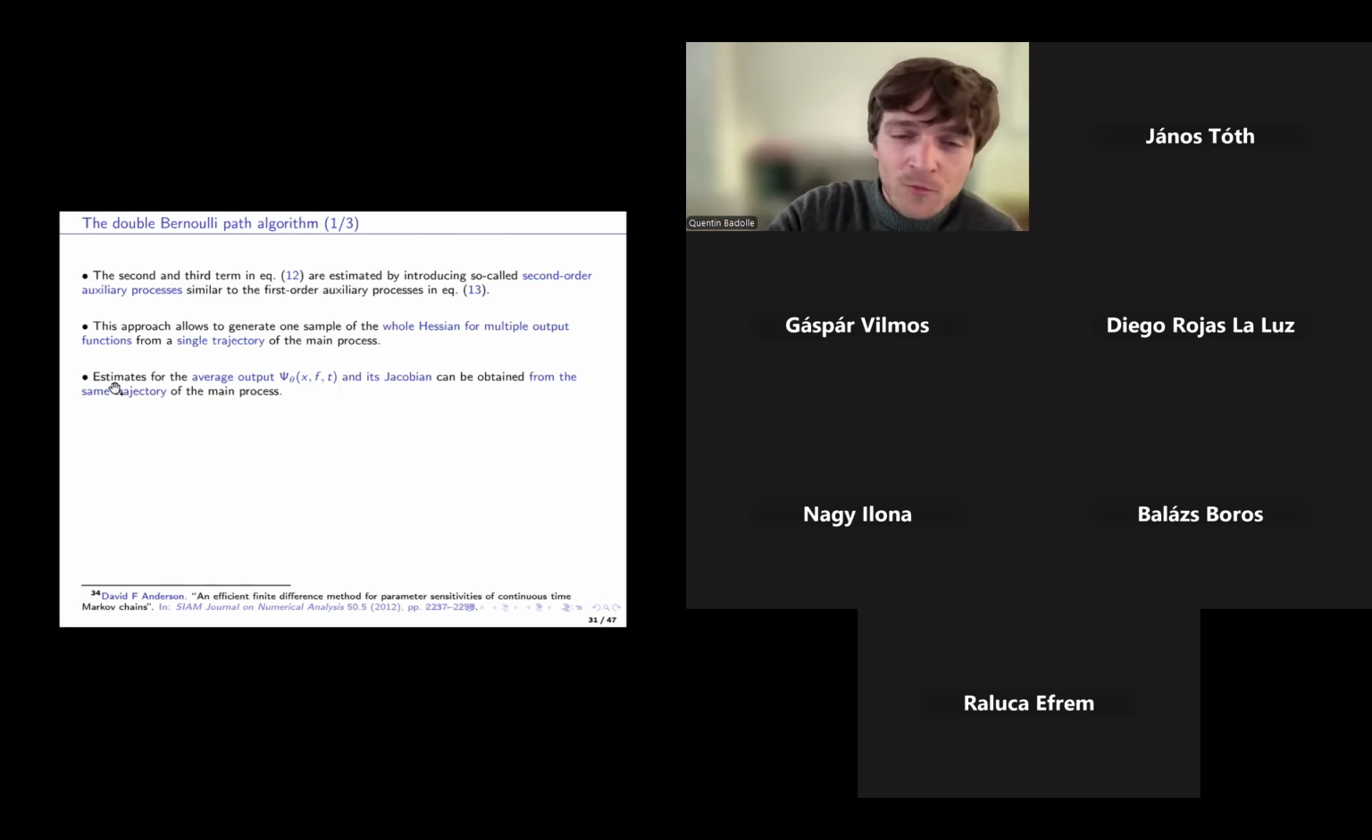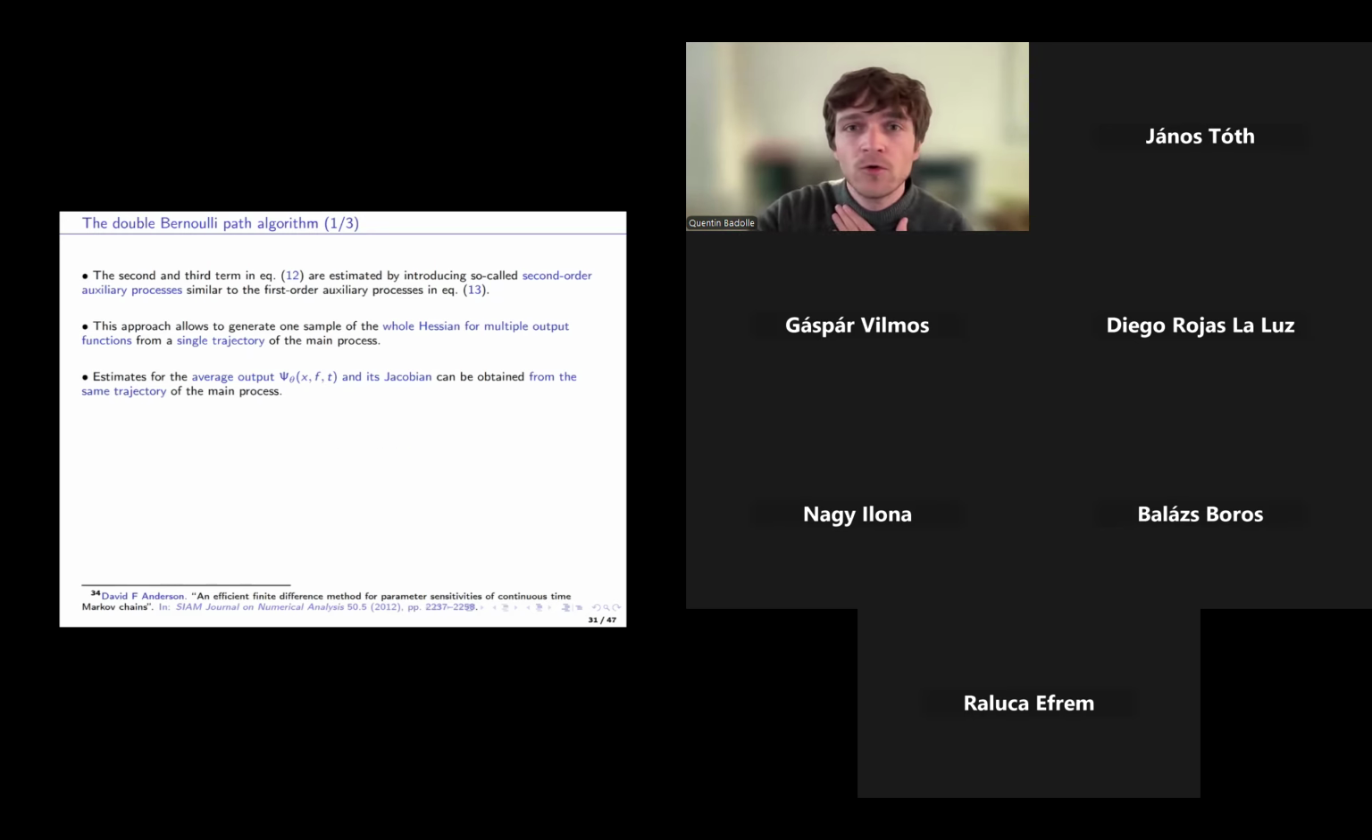A second important observation at this point is that the trajectories which you are generating, you can still use them to estimate other quantities like the average output or the Jacobian from exactly the same trajectory. So you have a hierarchy where, if you're interested in second order sensitivities, you don't need specific trajectories, but you can have the whole information: zeroth order derivative, first order derivative, and second order derivative in one go.